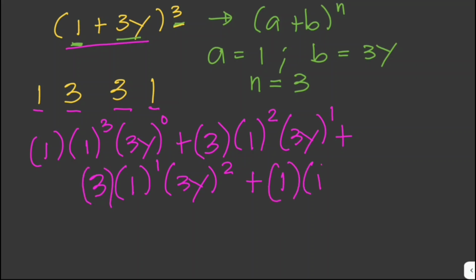times 1 to the 0, because this is the last term. 3, 2, 1, 0, because a is decreasing and b should be increasing, 0, 1, 2, so (3y) cubed. And now let's simplify the terms.